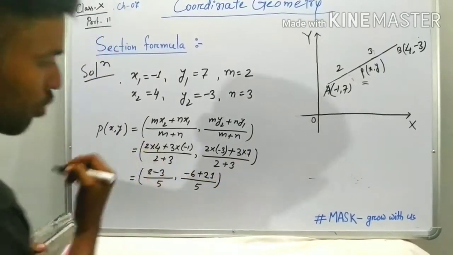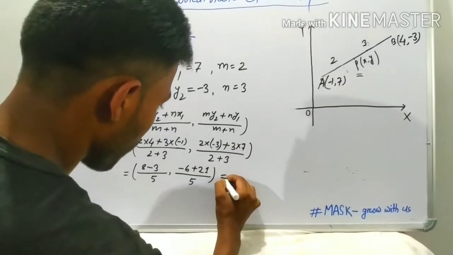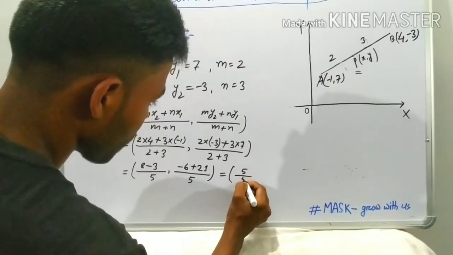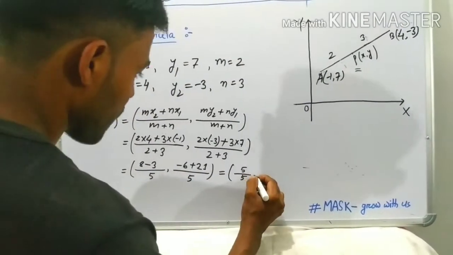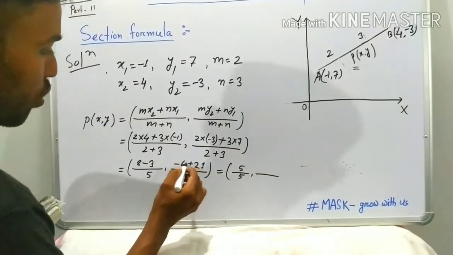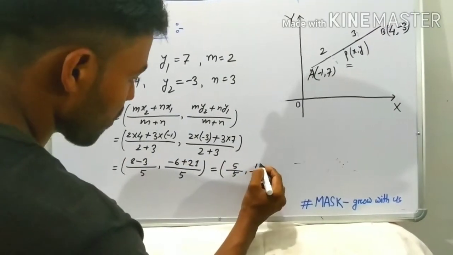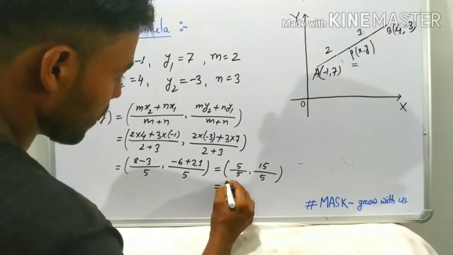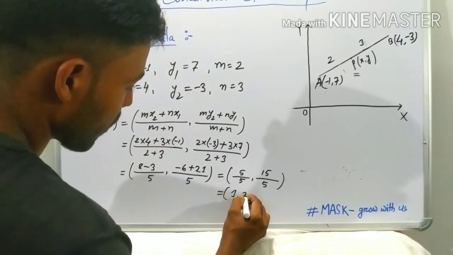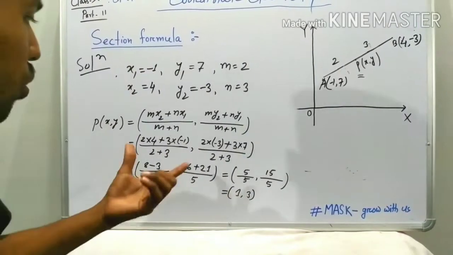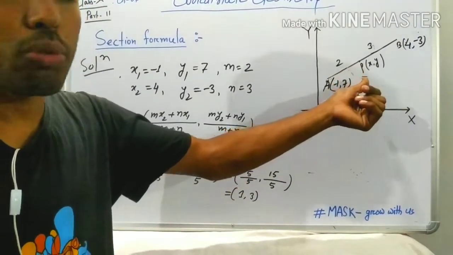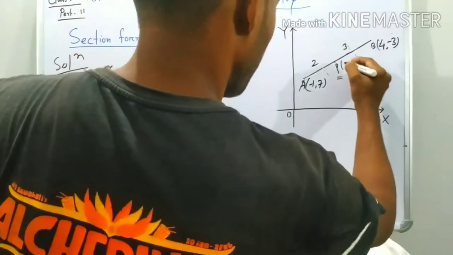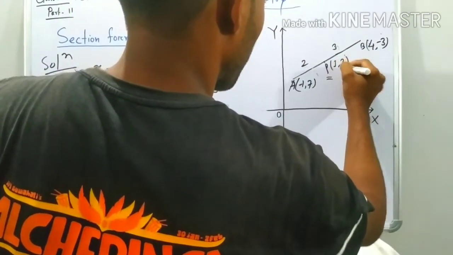So this is 21. So what we will get? 8 minus 3 means 5. Here 5. Again 21 minus 6 means 15, divided by 5. So this will result in 1 and 3. So we got the position of this point P(x, y). So the position of this point is going to be (1, 3).